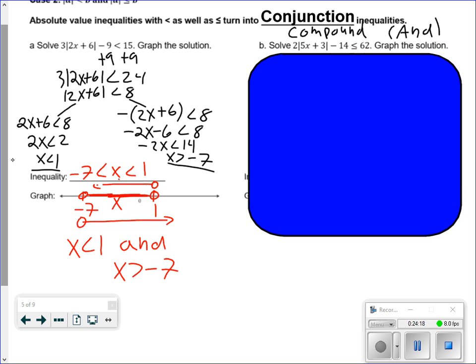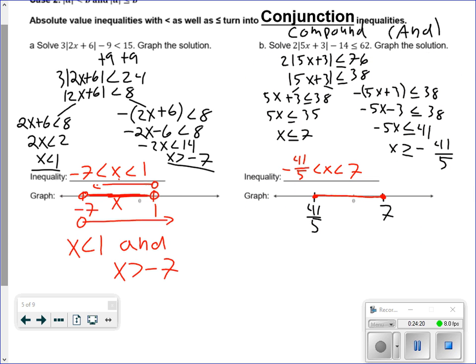All right? So this is what you should have done. Isolate the absolute value first. You should have done the absolute value of 5x plus 3 is less than 38. Make your two different cases. The positive one will give you x is less than or equal to 7. Your negative side will give you x is greater than or equal to negative 41 over 5. I forgot to put the negative right there. And when you graph it, you get something like that.